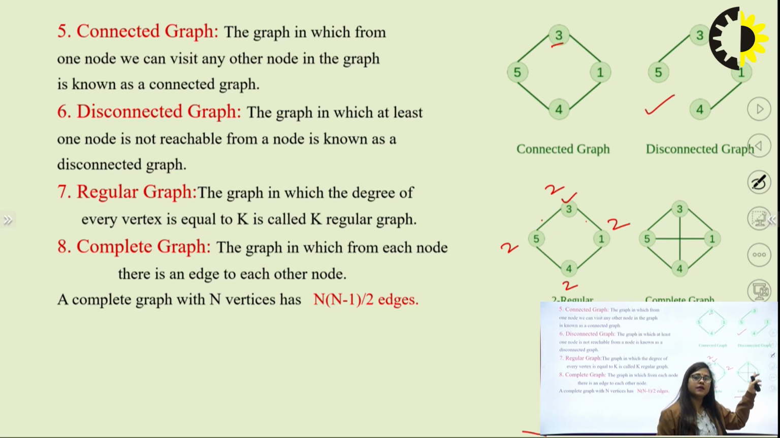Same thing, 3 is connected to 5, 3 is connected to 4, and 3 is connected to 1. Same, 1 is connected to 3, 1 is connected to 5 by edges, and 1 is connected to 4. So here each vertex of this given graph is connected to each other. So this kind of graph is called a complete graph. And to find how many edges are required in a complete graph, the rule is n(n minus 1)/2 edges.